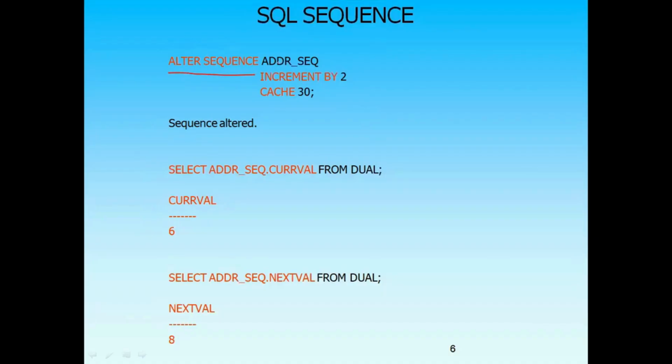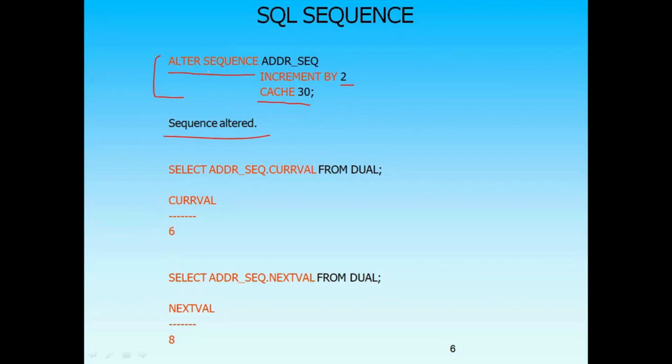So alter sequence name increment by 2. If in future you feel that you want to increment the sequence by 2, initially it was 1, now you want to modify it to 2, you can do that with the help of the alter statement, right? Cache 30 means 30 numbers of the sequence will be in the cache memory for fast retrieval or insertion of the sequence number into the table, right? After the sequence is altered, you will get a message as output of this statement, right? I hope students you are clear with this.